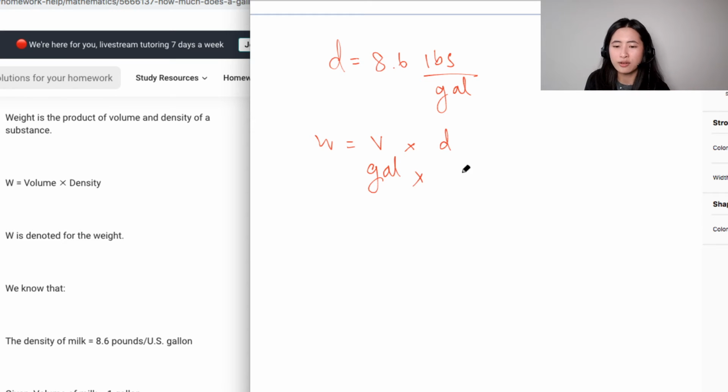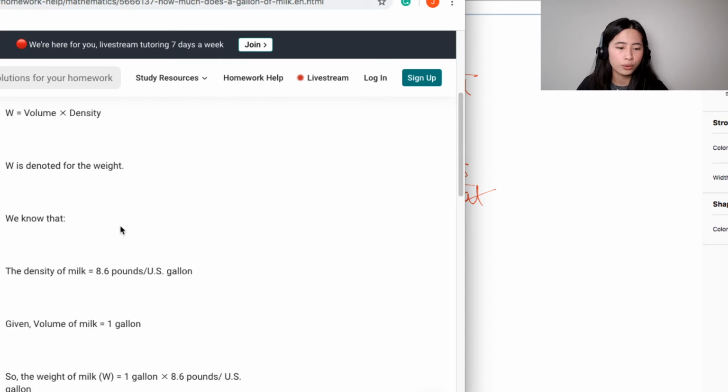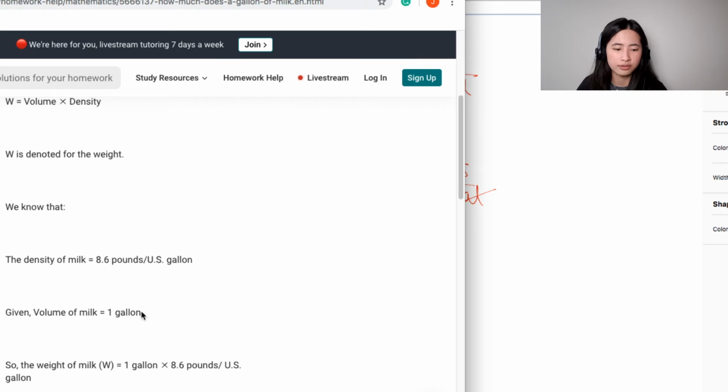Why does it need to be in gallons? Well, if you multiply this by the density, which for example is pounds over gallons, you can see that you can cancel out gallons and just have pounds. Weight can be measured in terms of pounds as well. That's why you know that this equation holds true, because if you multiply volume times density, you simply get pounds. And that's right.